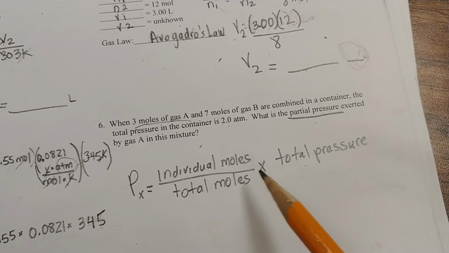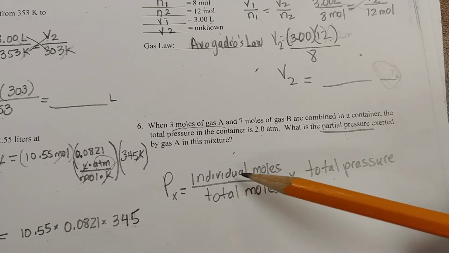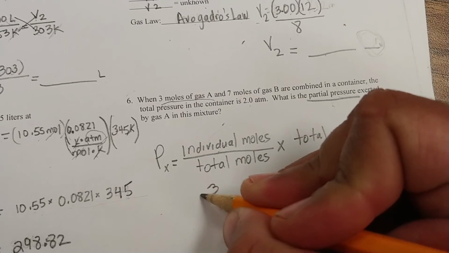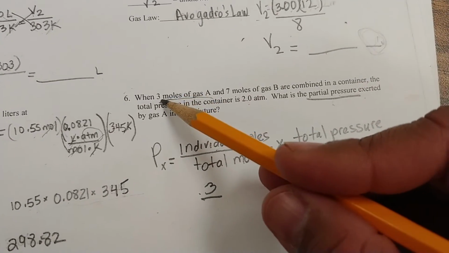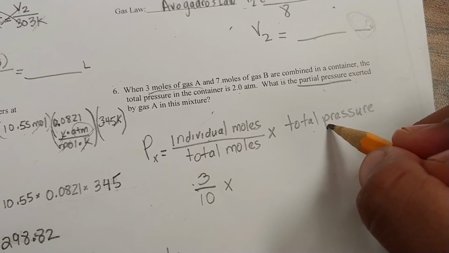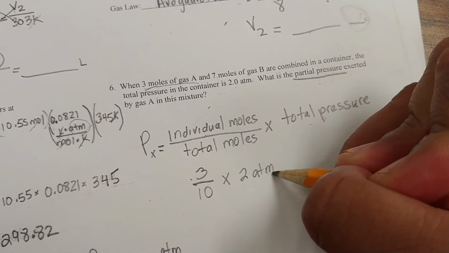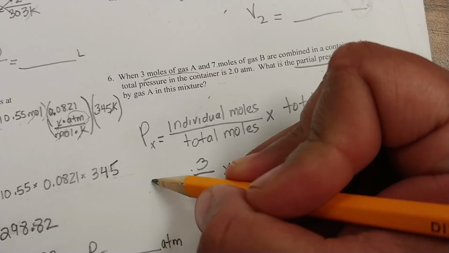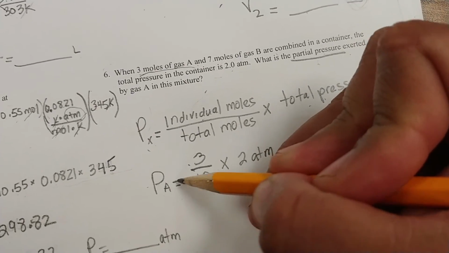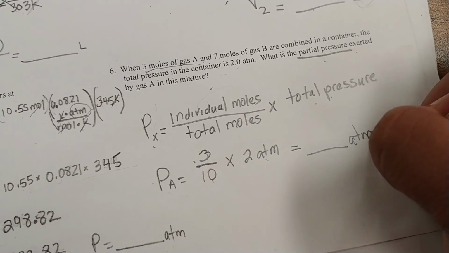But remember that we have somewhat of a little formula. You're going to get your individual moles. In this case, our individual moles for just gas A, which is what they're asking, is 3, divided by the total moles. The total moles is when you add all the moles that are in the problem, 3 plus 7 giving us 10, multiplied by the total pressure, which is given to you in the question. The total pressure in the container is 2 atmospheres, so 2 atm. Okay, so for the partial pressure of gas A, it says X here because we don't know what it is, but it would be 3 divided by 10 times 2, which gives us some answer in atmospheres. And then you solve.